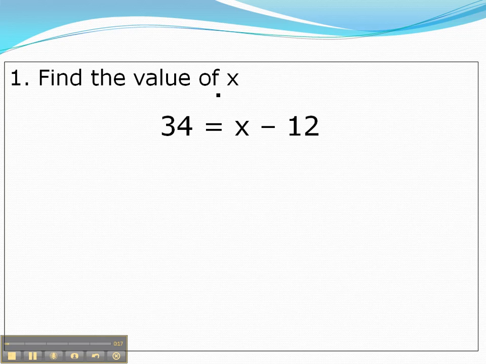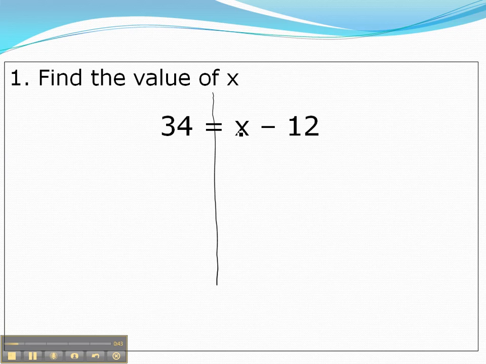We want to treat this equation like a balance scale. We have two sides of our equation. We can do anything we want to one side as long as we do the same thing to the other side. So I want to focus on this side that has x on it, and I want to undo any operations that are being done to x to get x by itself, because if x is by itself on the right side, whatever we have on the left side will be the value of x.